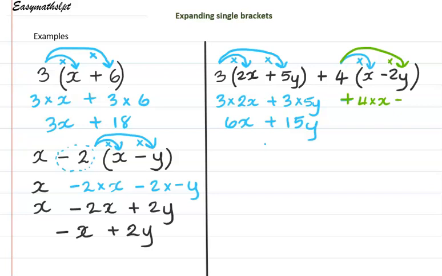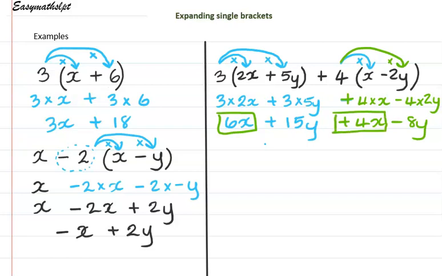So that's negative 4 times 2y. And then let's do the multiplication. So we have 4x minus 8y. And now we're going to combine our like terms. So in this case, we have 6x and we have a positive 4x. So 6x plus 4x gives us 10x. And then we have negative 8y.